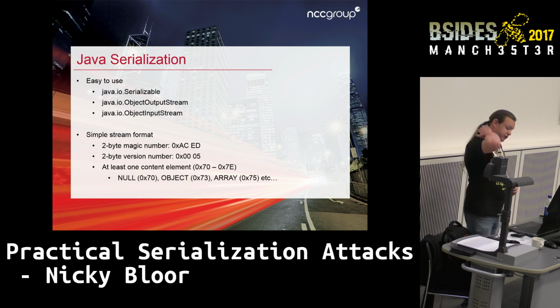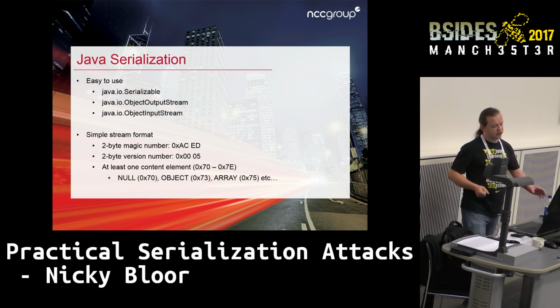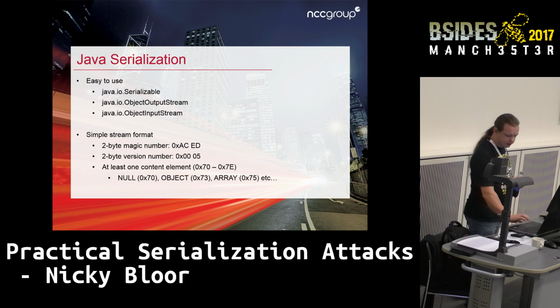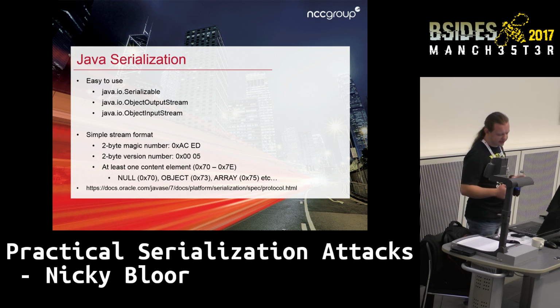And there are various types of content elements. So, for example, null, which is nothing. So, if you have a class description and it's not got a superclass, then you might see a null content element for the superclass. Object, array, and so on. And like I said, that first byte tells us the format of the data that follows. The serialization protocol, the specification of the format, can be found online on the Oracle website, but it's a bit unclear in places.